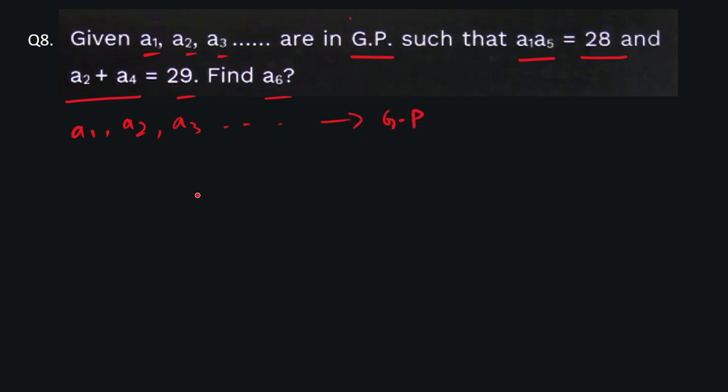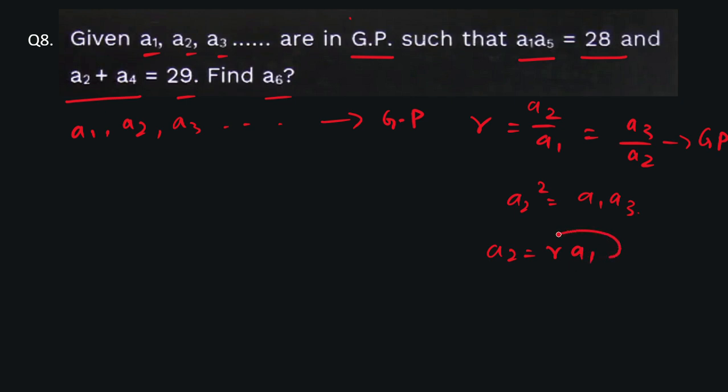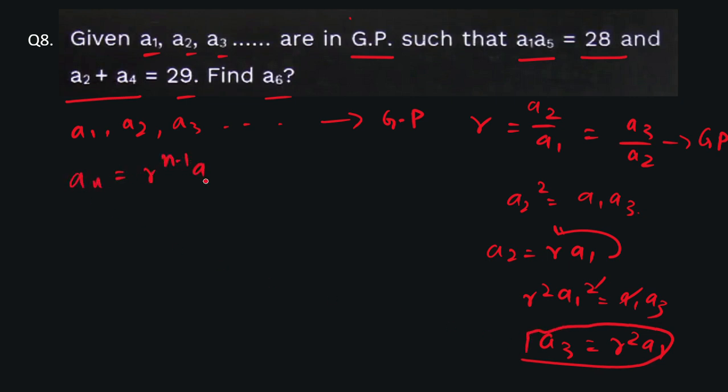Now we know that A2 by A1 is equal to A3 by A2, GP because of geometric progression, which means A2 square is equal to A1 A3. Or we can say that it is common ratio R, so A2 is equal to R into A1. Now put in this one: R square A1 square is equal to A1 into A3. A1 A1 cancel, so A3 is equal to R square A1. An is equal to R power n minus 1 into A. This is the general term.